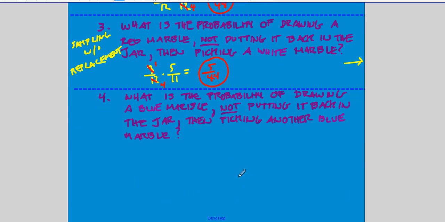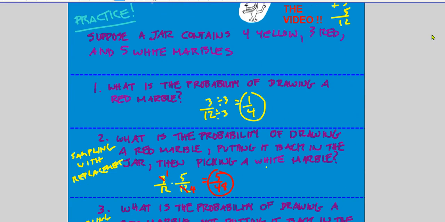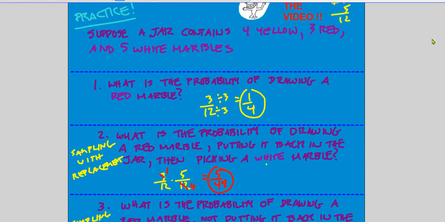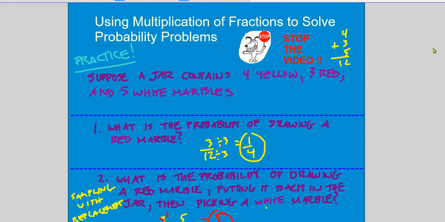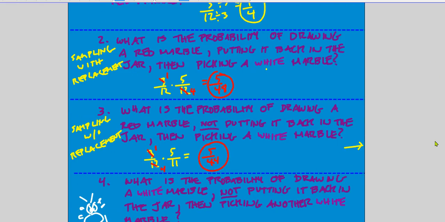So the last question again is, what's the probability of picking a blue marble now? Well, we don't have any blue marbles. So I fixed the question. It's now going to be a white marble, so I made a blunder there. What's the probability of drawing a white marble, not putting it back in the jar, then picking another white marble? Well, the probability of white is going to be 5 out of 12 initially.